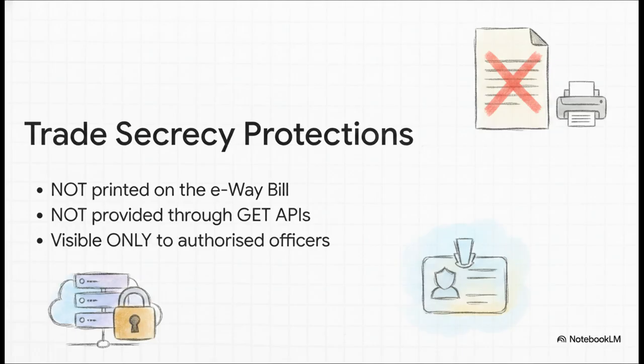The documents explicitly state that trade secrecy is elegantly protected. The Ship-to GSTIN is strictly back-end stuff. It's not going to be printed on the physical e-way bill, it won't be shown to transporters, and developers, listen up, it won't even show up in your GET API responses. It's for authorized officers' eyes only.